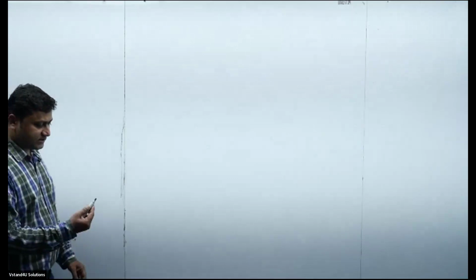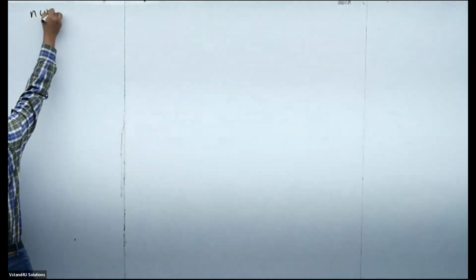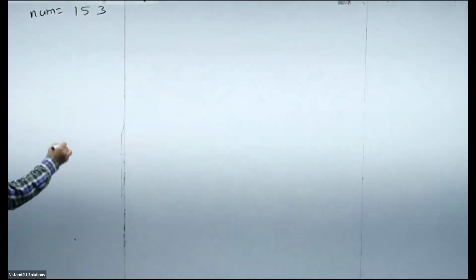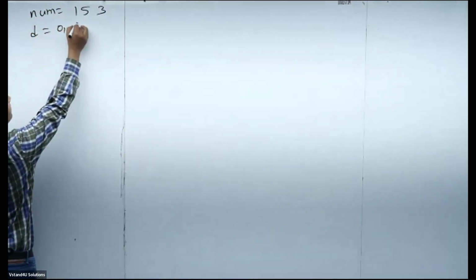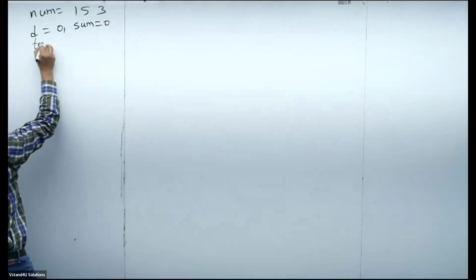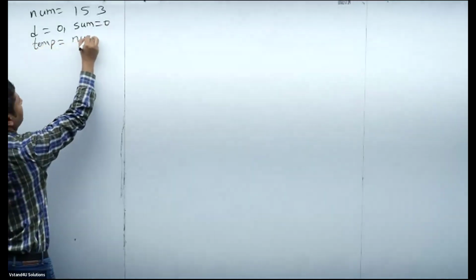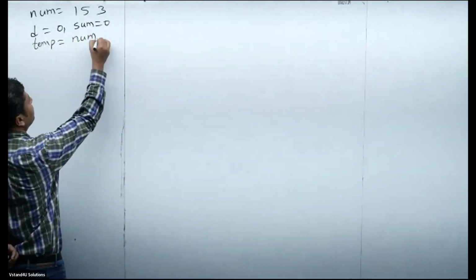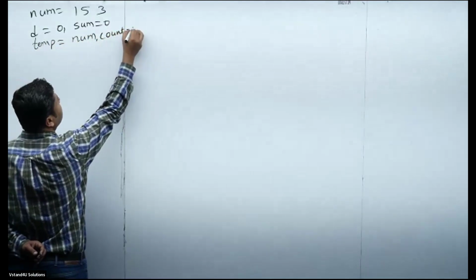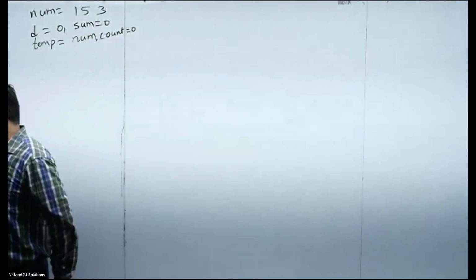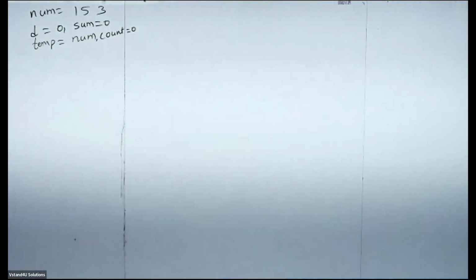Let me proceed with the narcissistic number. I'll take a couple of variables. Let's start with num equal to, say, 153, and a few variables which should be initialized: digit equal to 0, sum equal to 0. These are the basic variables we need. One more we need, that is count. Count is 0, digit is 0, sum is 0. Agree? Okay, let's get started with the logic.